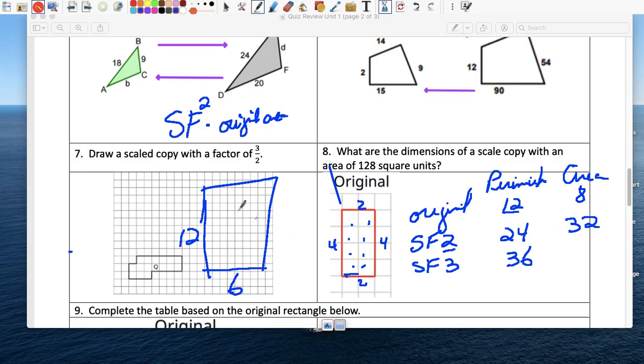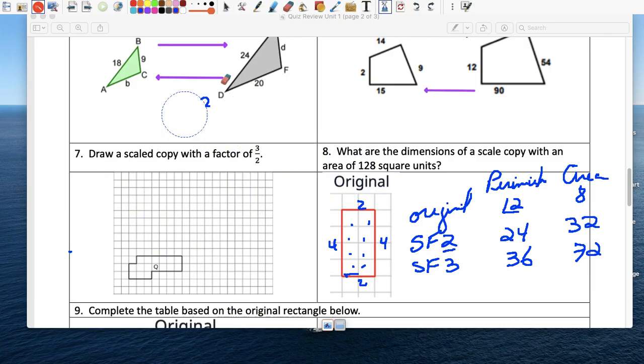How do we get the area inside? How many little square units are inside a shape that's 3 times bigger? Well, scale factor to the second power, right? So we're going to take scale factor 3, multiply it by itself, and then times the original area. 3 times 3 is 9, times 8 is 72. See where I'm going with this? So now the question here, and I don't know if this helps or not, let me give you this ahead of everybody. The area was 128. What was the scale factor?